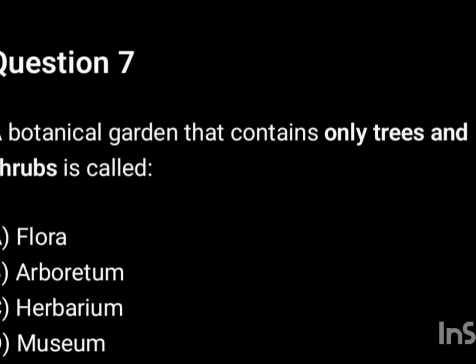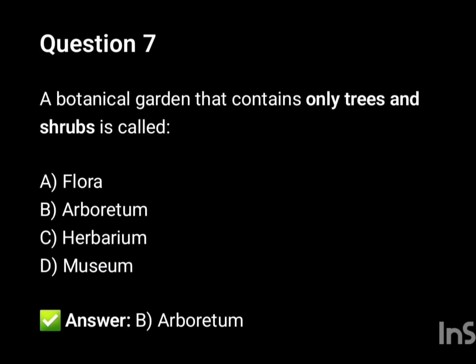Question number 7. A botanical garden that contains only trees and shrubs is called? Options: A, flora, B, arboretum, C, herbarium, D, museum. The correct answer is B, arboretum.